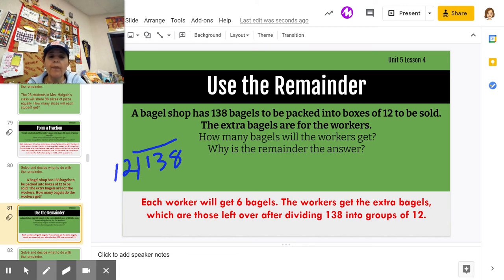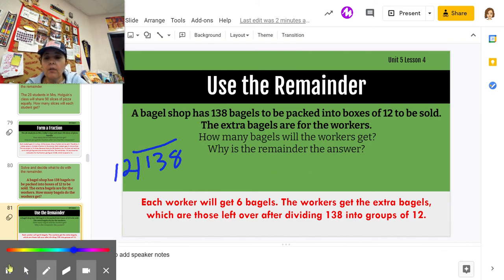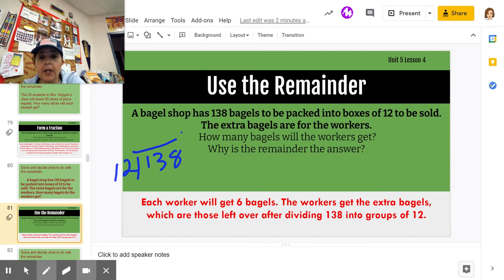So we're going to be making groups. So if I did the math problem, you would see that my remainder would be 6. And so the extra bagels are for the workers. What are the extra bagels? The extra bagels are 6 that I have left over. So the workers will get 6 bagels. Okay.